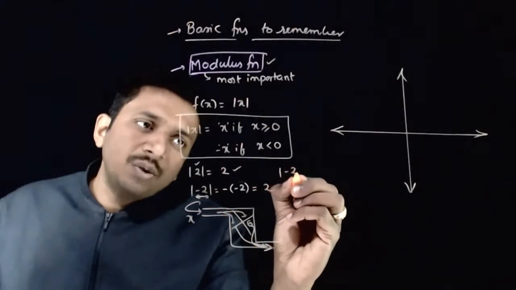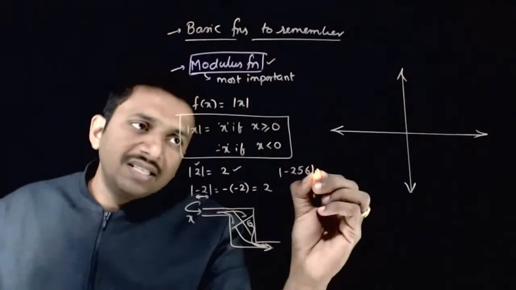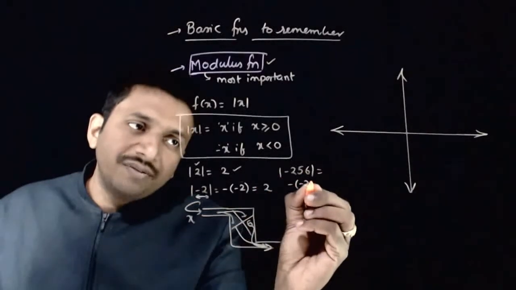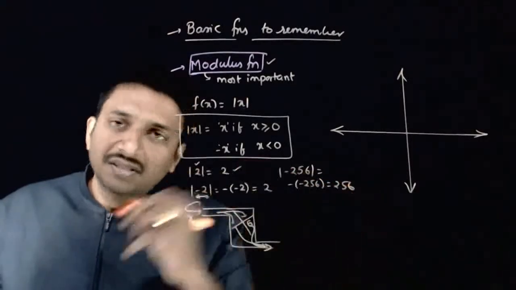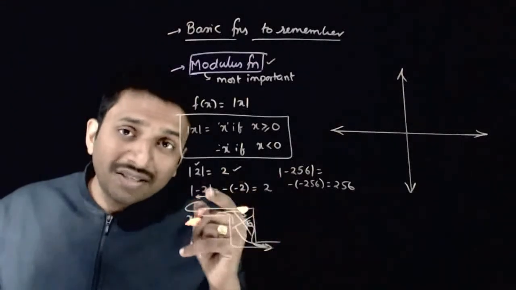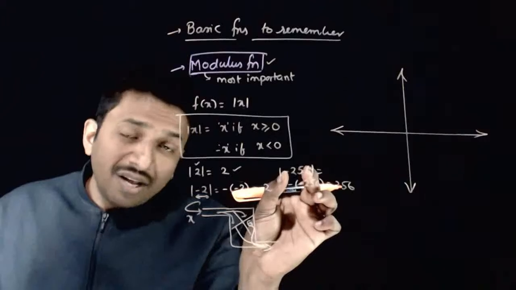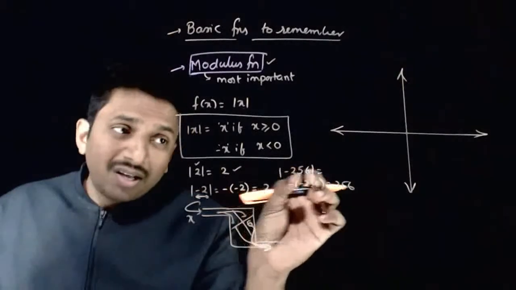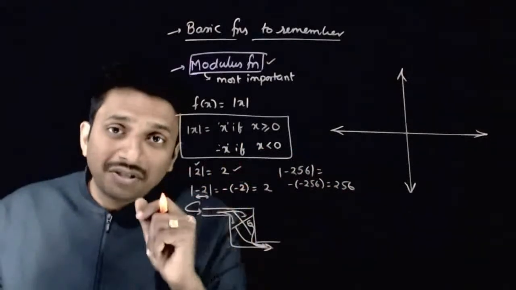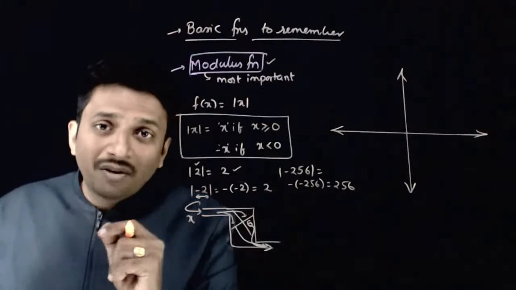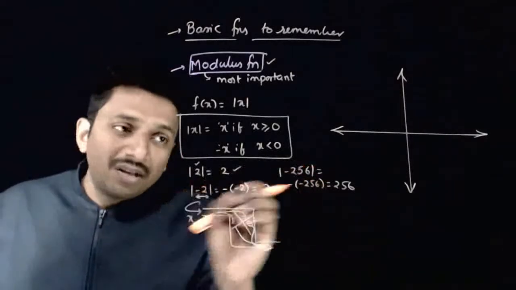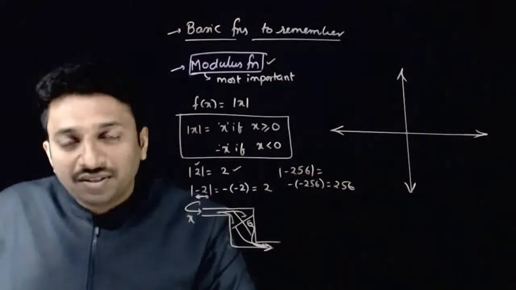If I ask you mod of minus 256, it is nothing but plus 256. But how is it becoming plus? It's nothing but minus of minus 256, that is equal to plus 256. So I'm stressing this point because this is the point that you need to understand. So if a negative number is there inside mod, you just need to understand that mod makes it positive. But that understanding is not sufficient. You need to understand how a mod function makes a negative number a positive number. So it adds one more minus to this number. So minus of minus 256 becomes plus 256.